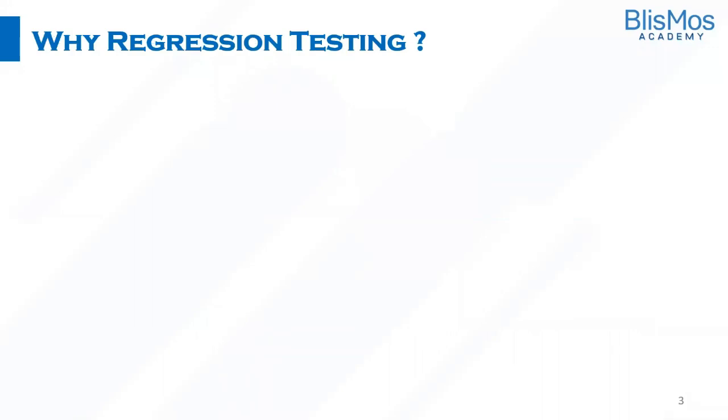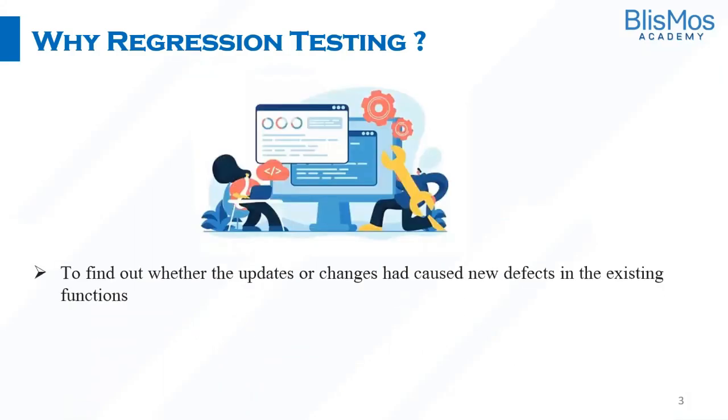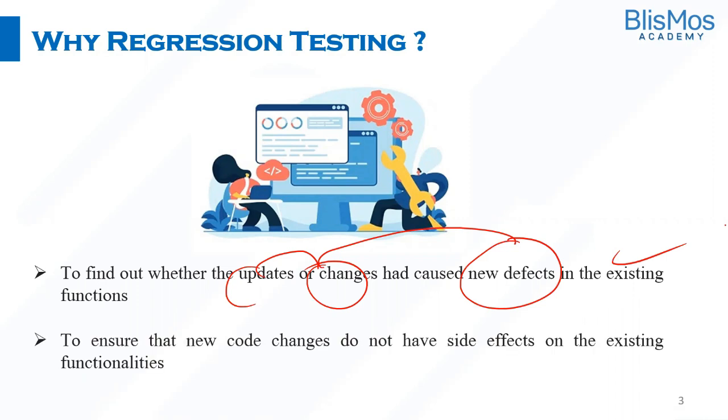But why do we really need regression testing? Regression testing is needed to find out if you have any changes or updates in the code, whether those updates or changes have introduced any new defects in the existing code. It is done to ensure that the new code changes do not have any side effects on the existing functionalities.